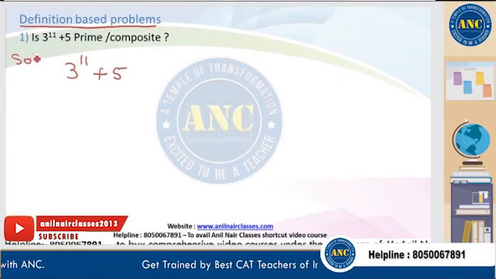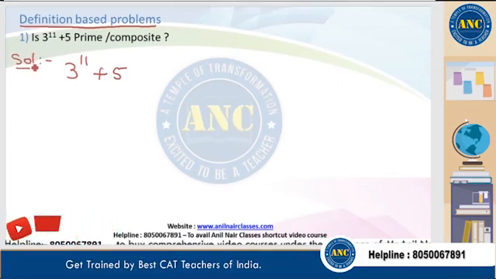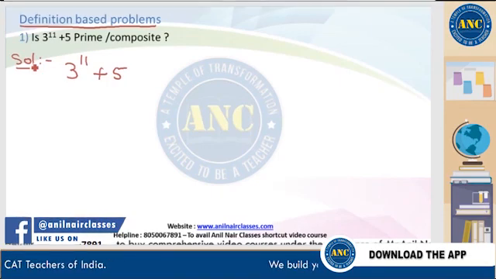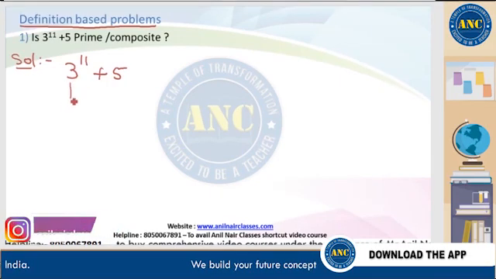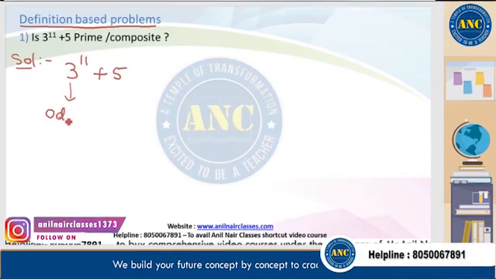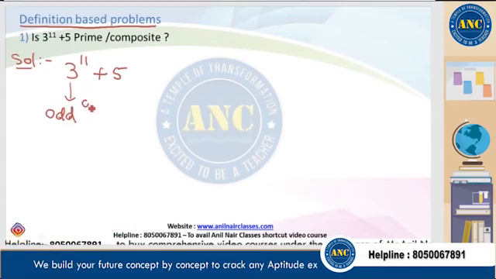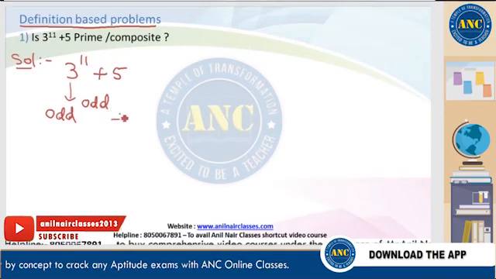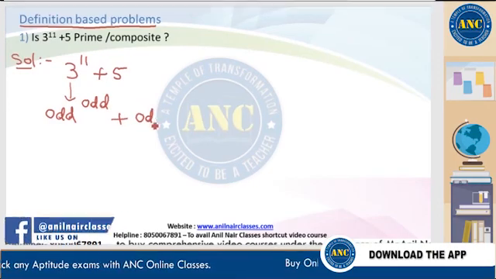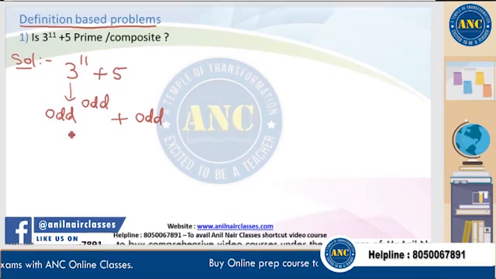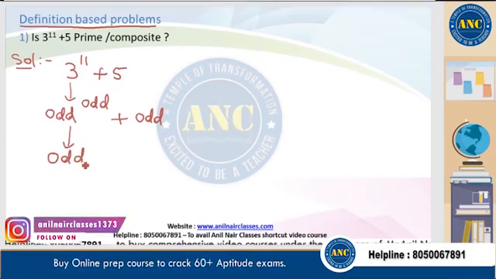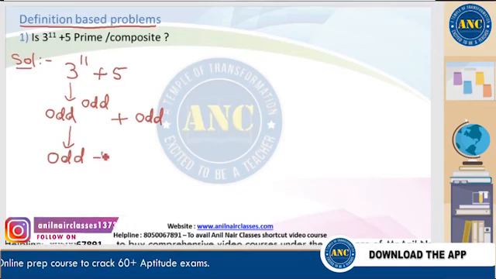Now see the solution. This order you will not get in any textbook. At the end of the class you will understand the thematic based learning of the class. 3 is an odd number. 11 is also an odd number. I am just writing the nature of the number. Plus 5 is again an odd number. Odd power any number is nothing but an odd number.